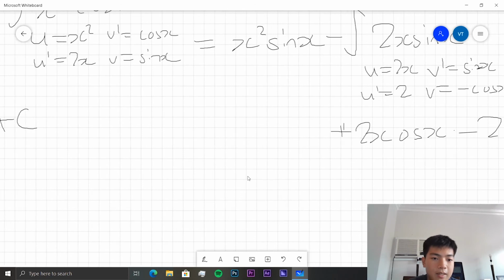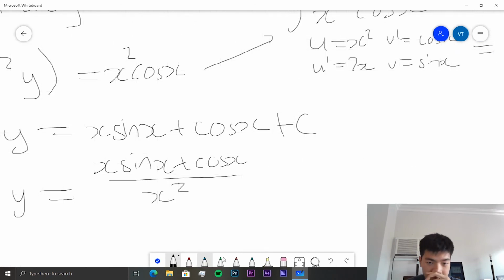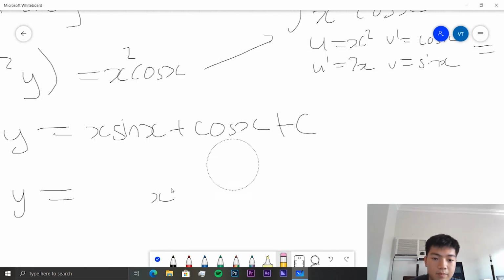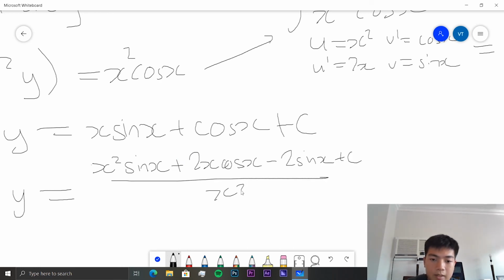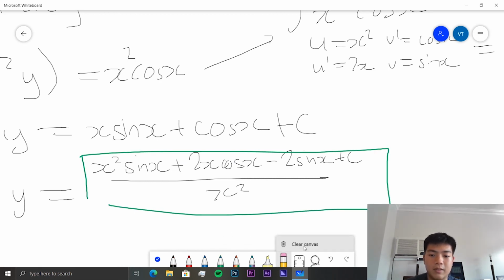So this is all going to be equal to something a bit longer than what we had here. This is actually x squared sine x plus 2x cosine x minus 2 sine x plus c, all over x squared. So yeah, that was that, and then on to the final question.